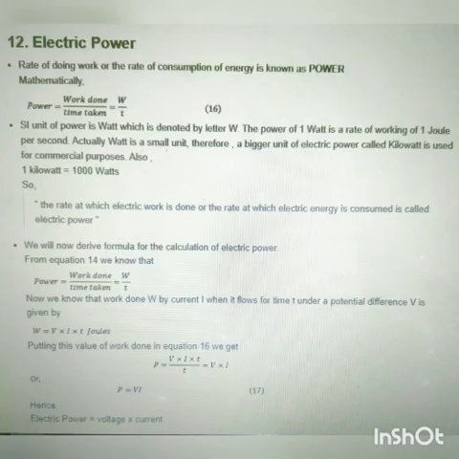Now, electric power. You must have studied in class 9th about power. The same concept is being used here. The rate of doing work or the rate of consumption of energy is known as power. Mathematically, power is W upon T. The SI unit of power is watt. Already you know the power of 1 watt is a rate of working of 1 joule per second.